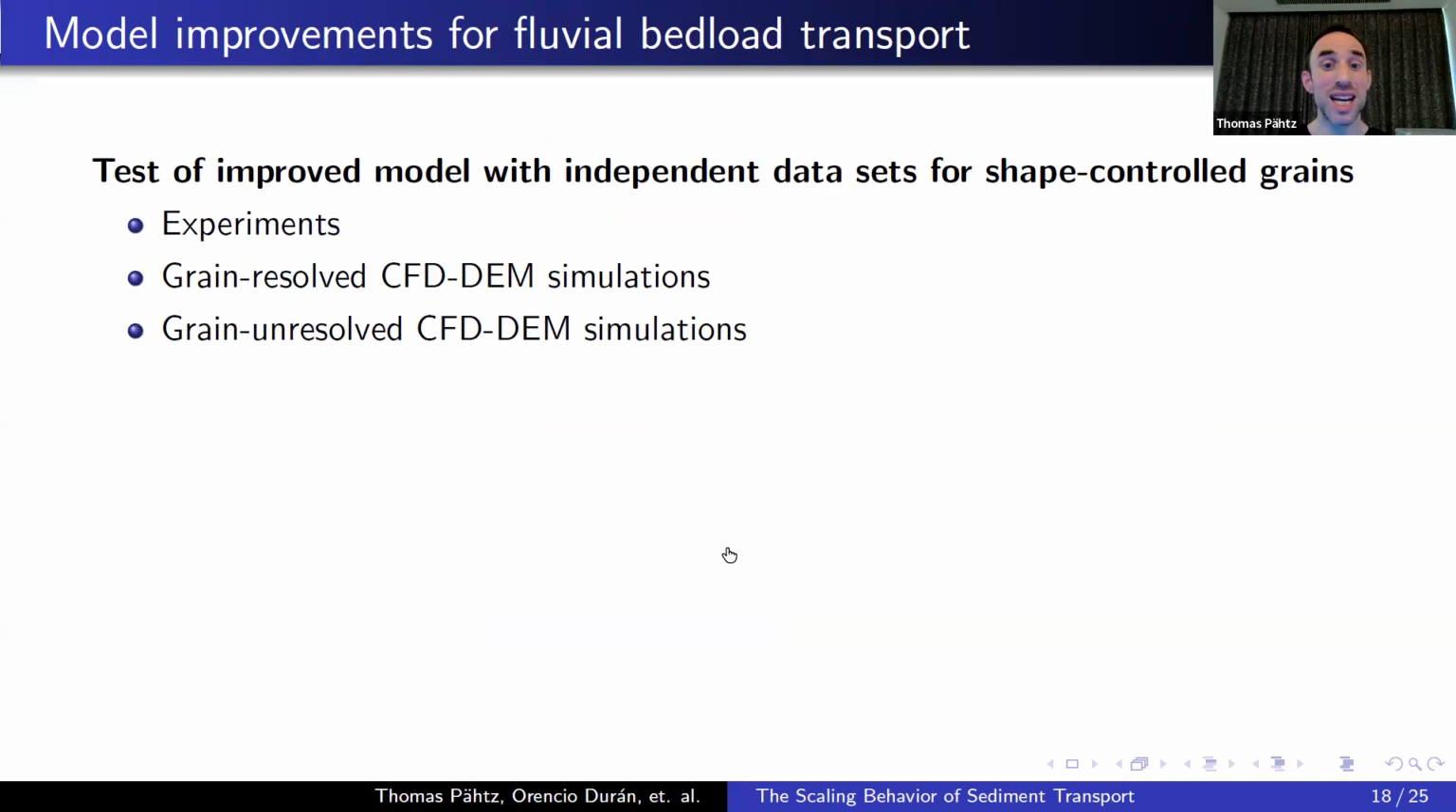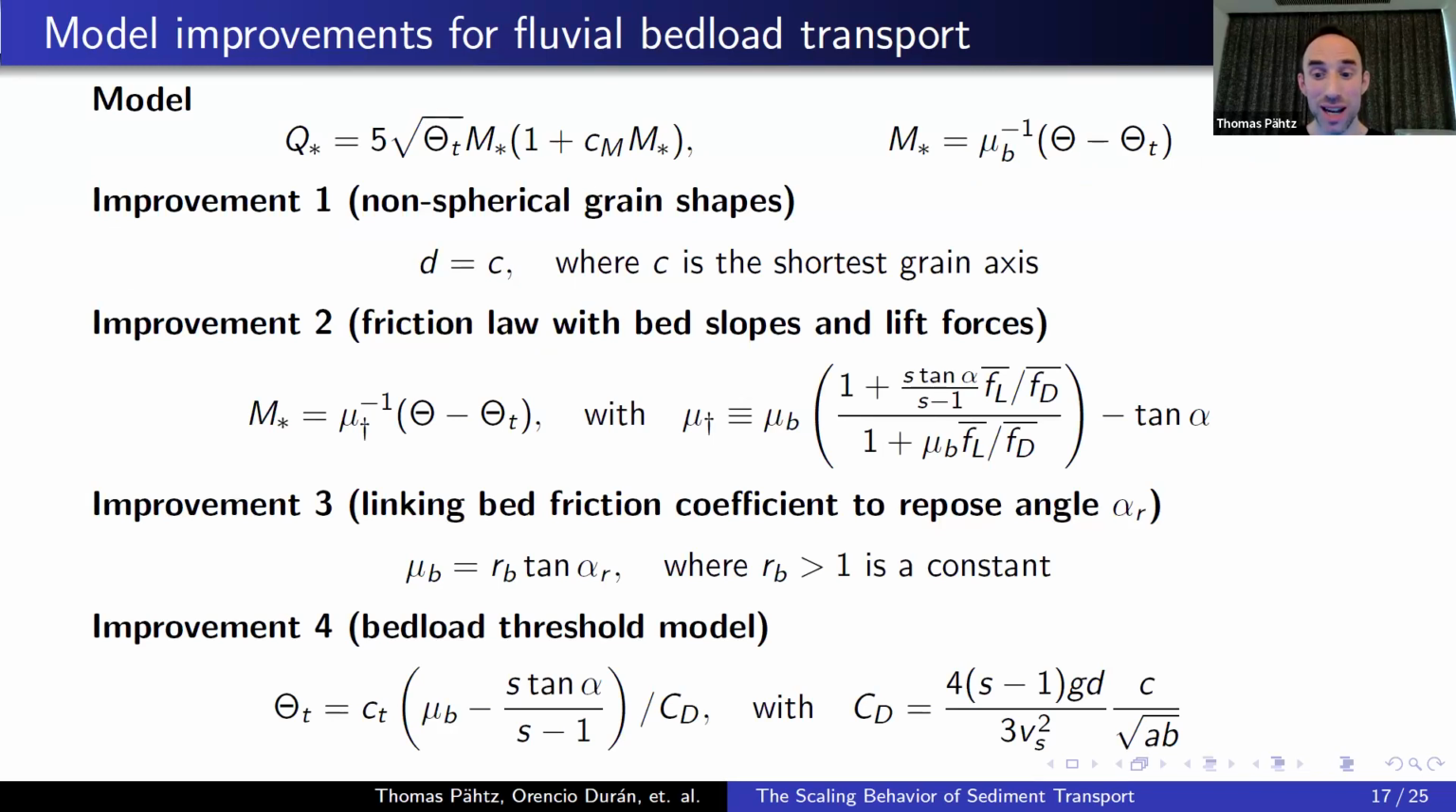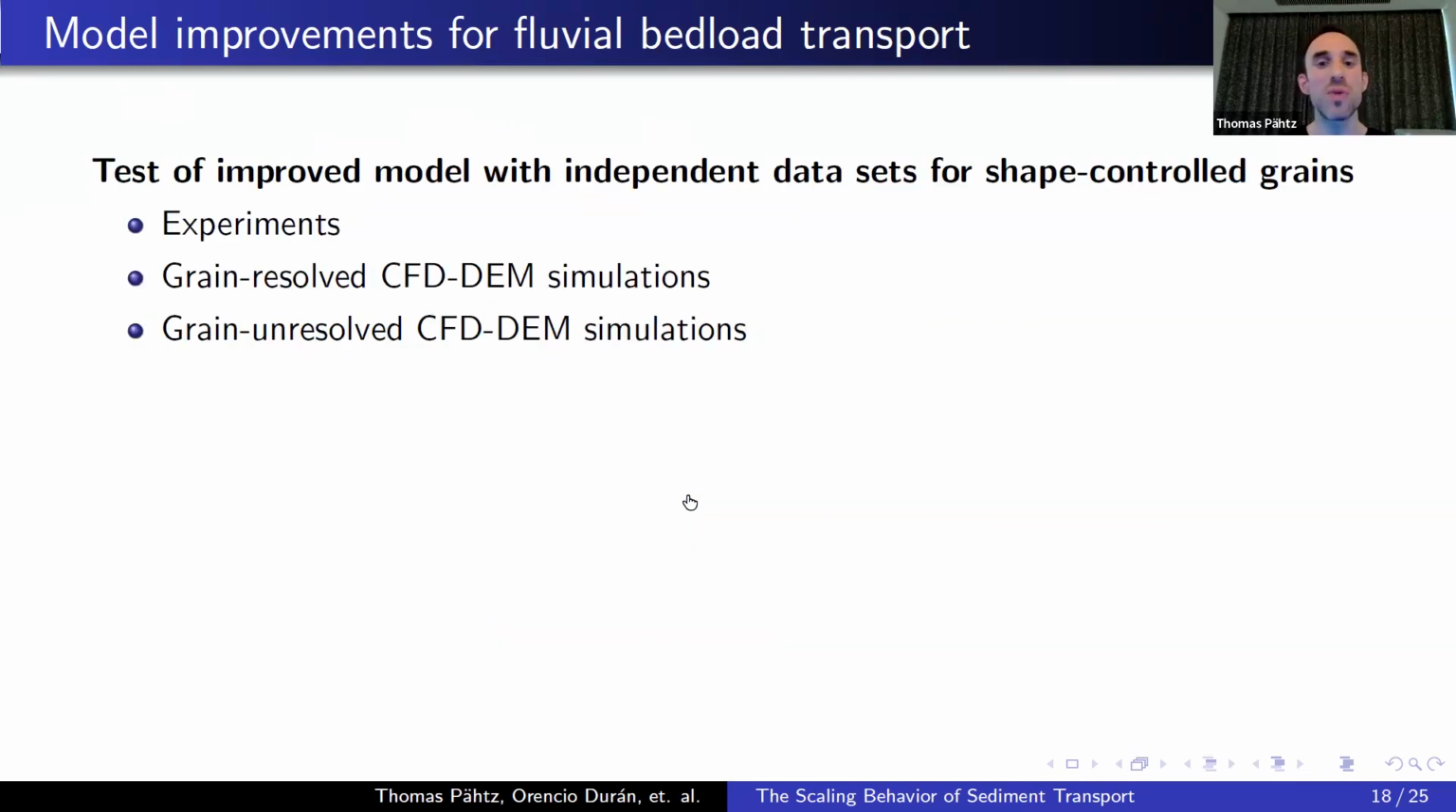And with all this, we now test this improved model with a lot of independent data, including our own, but also data from many different studies. The criterion we use for testing this was that the experiments or numerical simulations had to control for grain shape, and there are not many in the literature that do that. They had to provide us the values of the settling velocity and of the angle of repose. That was a requirement, and we looked for all data sets we could find for that.